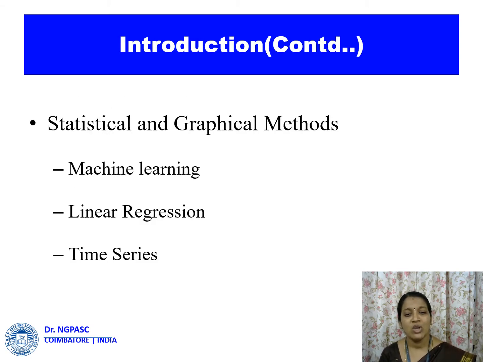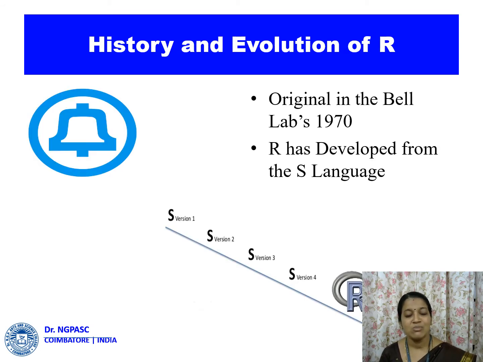Let us move on to the statistical and graphical features that are available in R programming: machine learning algorithms like supervised learning, unsupervised learning and reinforcement learning. Not only machine learning algorithms, it also supports linear regression and time series. Let us move on to the history and evolution of R programming.